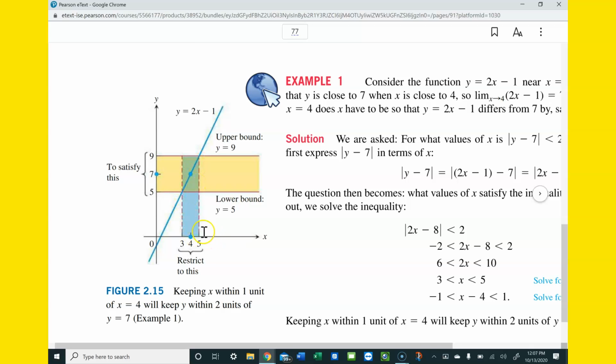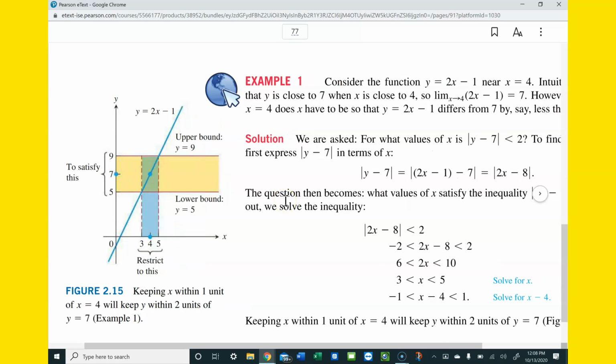If x is greater than 5, then we're out here. We're beyond 9 for the y value. If x is less than 3, we're over here, which means we are beyond or less than 5, which would not satisfy the condition we laid out. All right, so let me work that out algebraically.